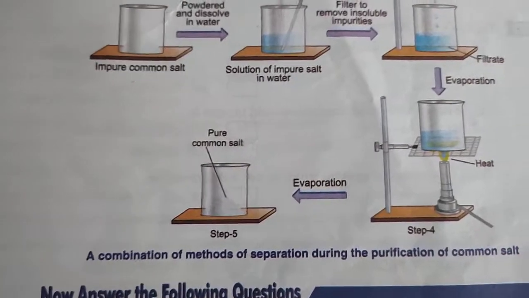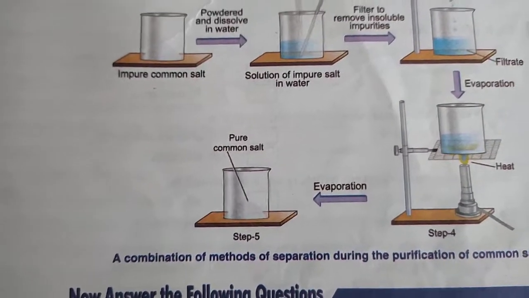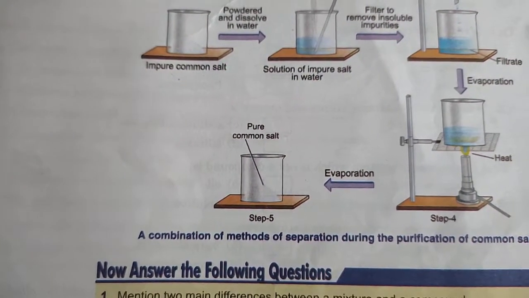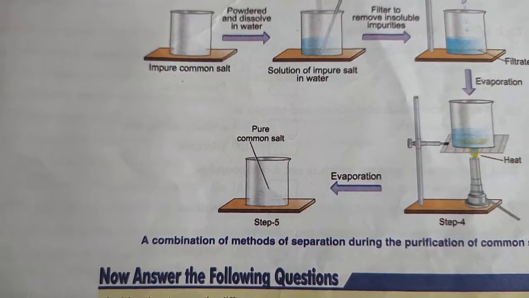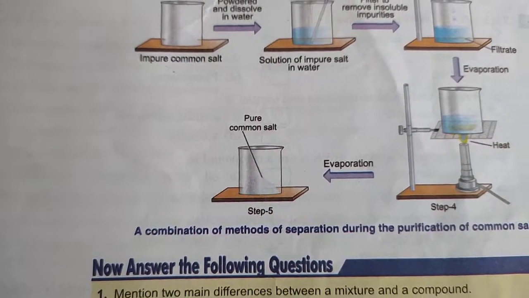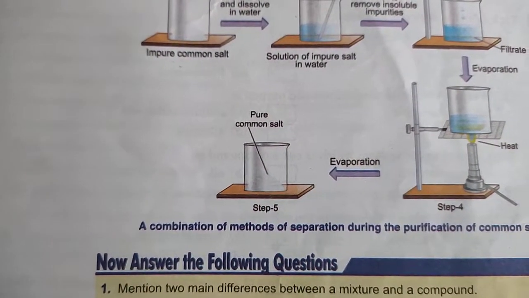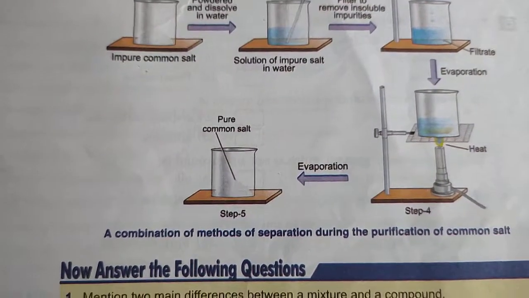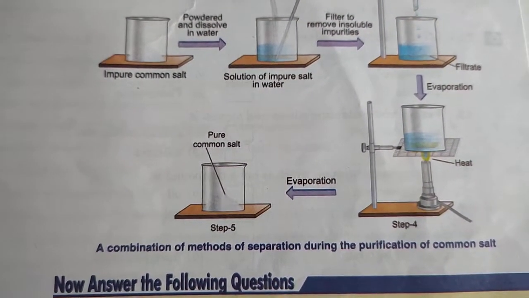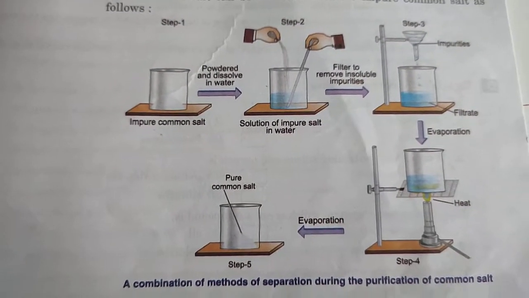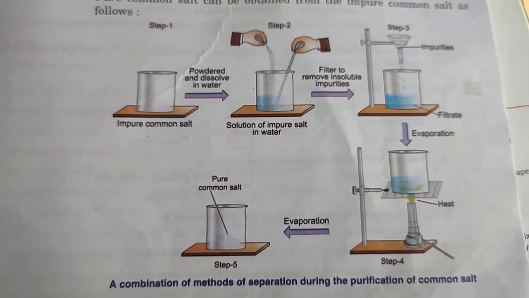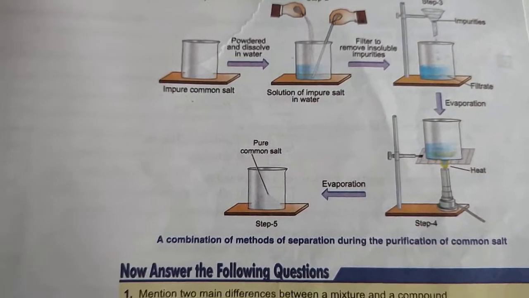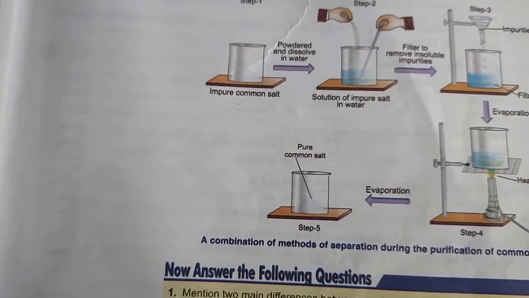Then you supply heat to this solution. If you supply heat, evaporation occurs, that means water evaporates and you get pure common salt here. So this is a combination of methods of separation during the purification of common salt, involving all these steps. So this is the end of your chapter.